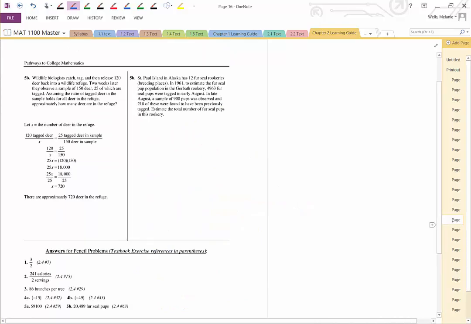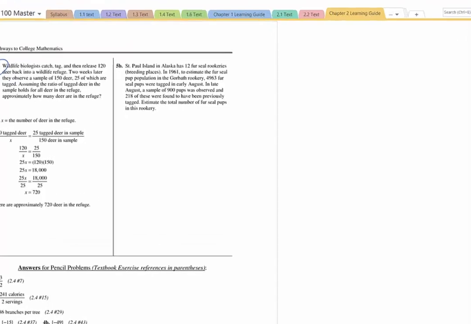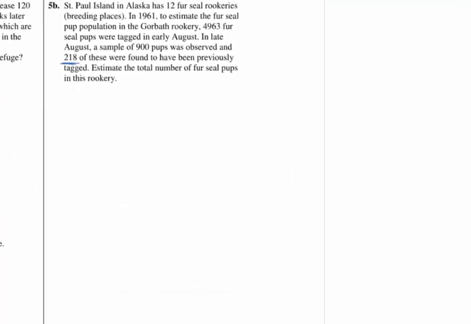Okay. And then looking at 5b, similar to the example that's already worked out for you, St. Paul Island, Alaska has 12 fur seal rookeries. Those are breeding places. In 1961, to estimate the fur seal pup population, 4,963 fur seal pups were tagged in early August. In late August, a sample of 900 pups were observed, and 218 of these were tagged. Estimate the total number of fur seal pups in the rookery.